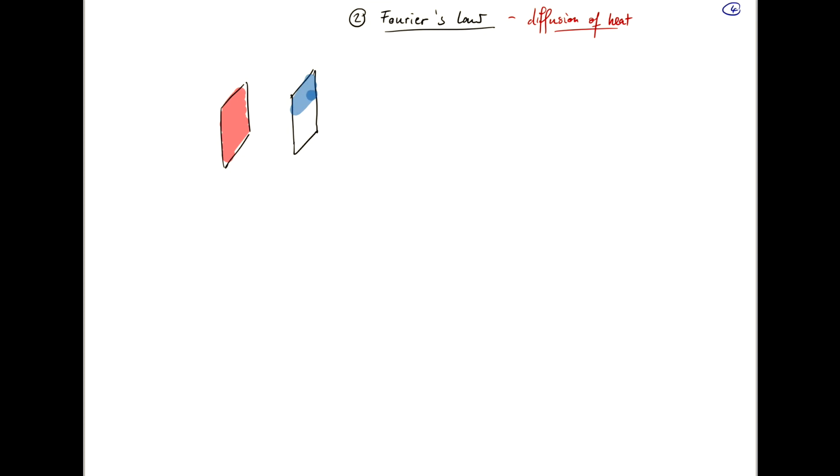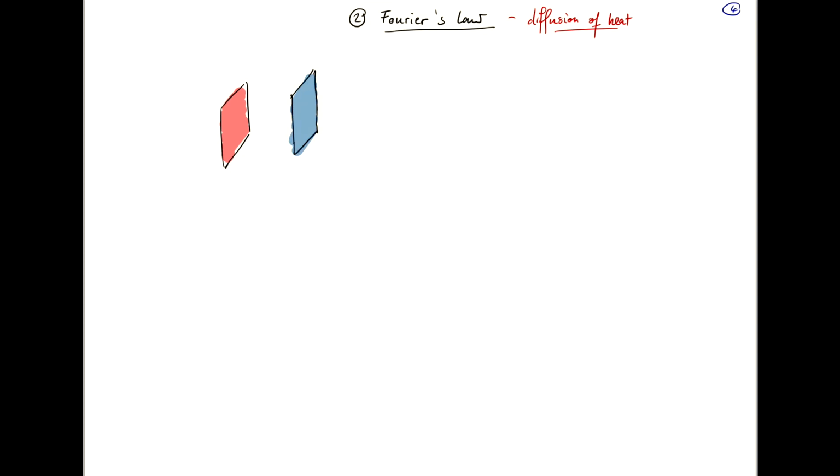Okay, so analogous to diffusing mass, as we saw with Fick's law, we can also consider this second case, which is the diffusion of heat, and that's known as Fourier's law. So imagine you have a hot plate and then a cold plate at a given distance.